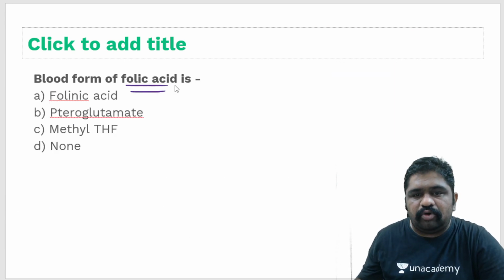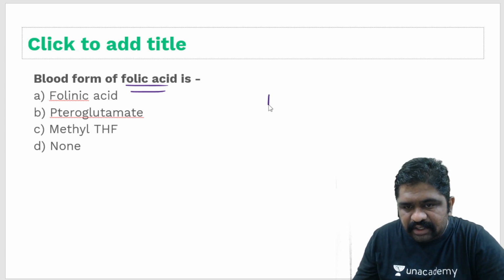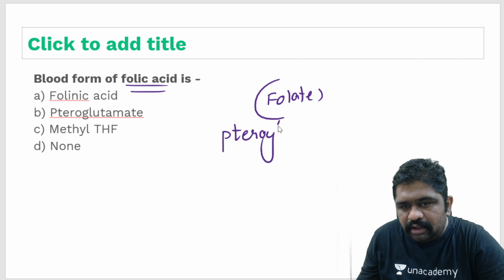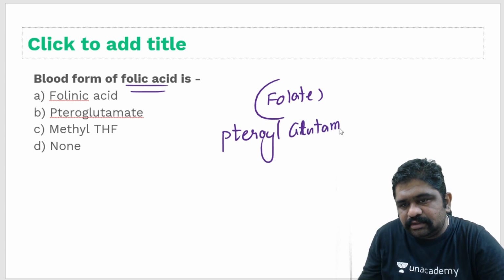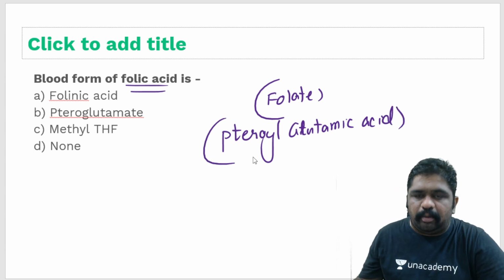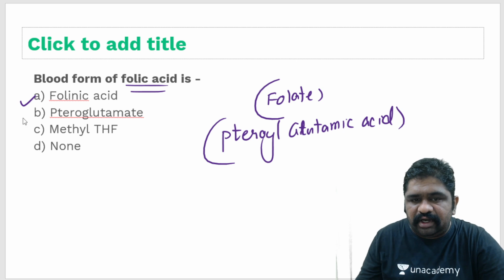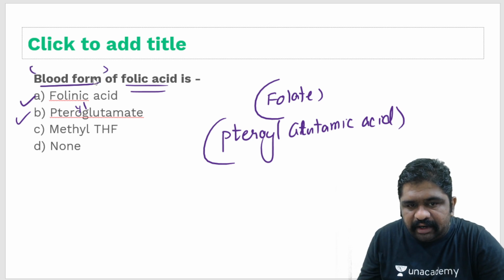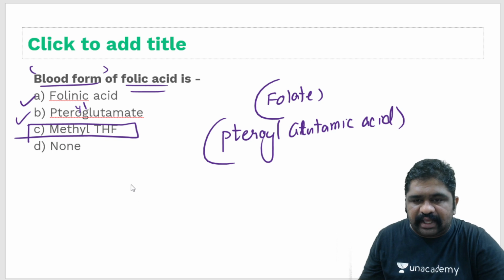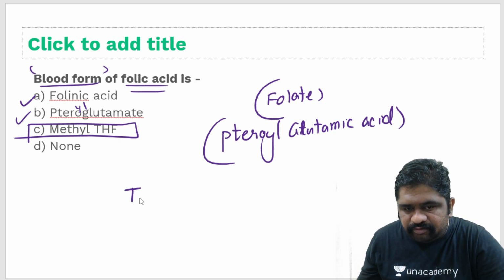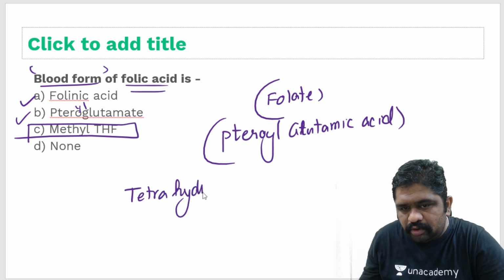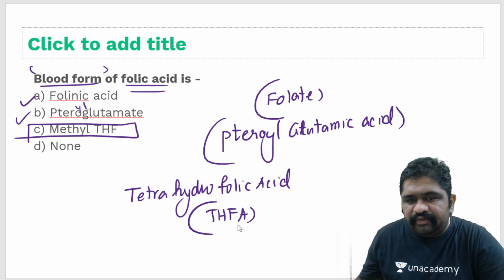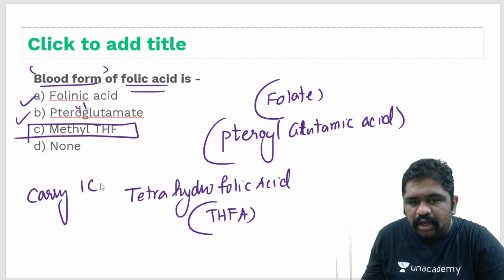Okay, blood form of folic acid. Folic acid is actually folate, referred to as pteroyl glutamic acid. You have many forms for this folic acid. You can have folic acid, a small variant. Pteroyl glutamate also is the original structure base for this, but if it is found in the blood, it will be in the form of methyl tetrahydrofolic acid. This folic acid, the active form will be tetrahydrofolic acid, referred to as THFA. This THFA can carry one carbon compounds.